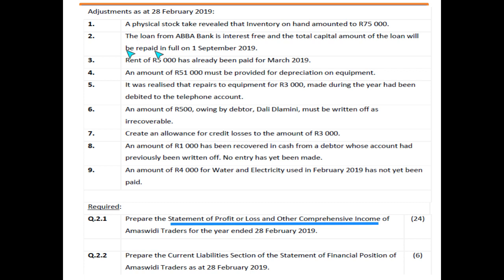So can you see the first one here? They say the inventory stock take revealed inventory on hand, meaning this is the inventory on hand on which day. You can see the date here. Check here. This is the date. Do you understand what I mean?